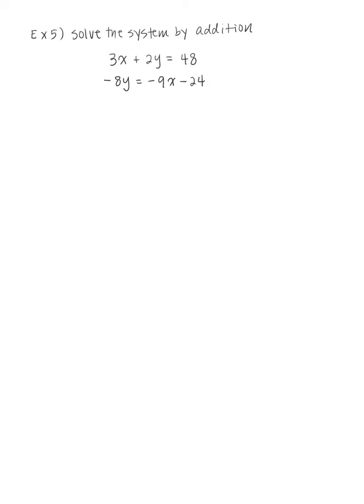Let me just rewrite the system then. Our new system is 3x plus 2y equals 48. And here, if I add 9x to both sides, we're going to get 9x minus 8y equals negative 24. Now we're both in standard form, so we're good to go.